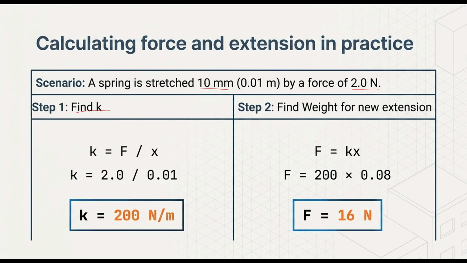Here F is given, that is 2 Newtons, and we also have the stretch x. By dividing, you will get 200 Newtons per meter. So we got K. Now we can rearrange the equation: Kx equals F. So we find the force for the new extension, and that will be 16 Newtons. Did you get the point?